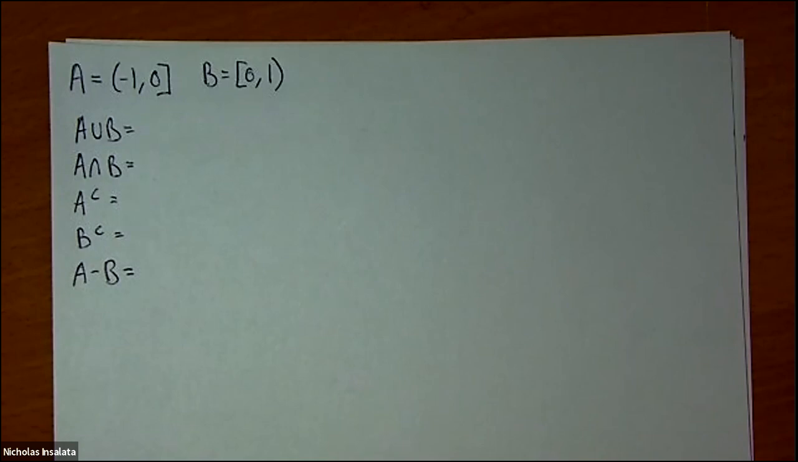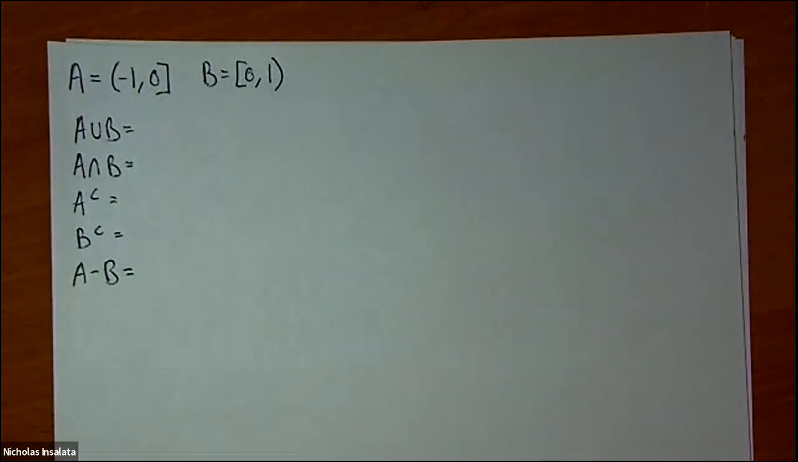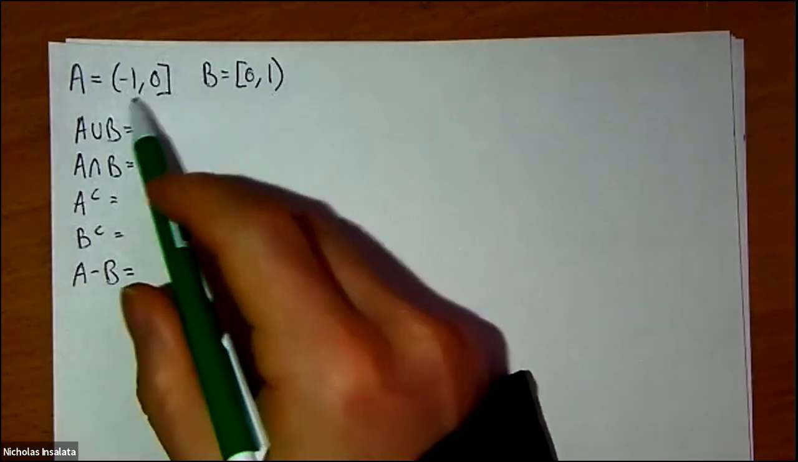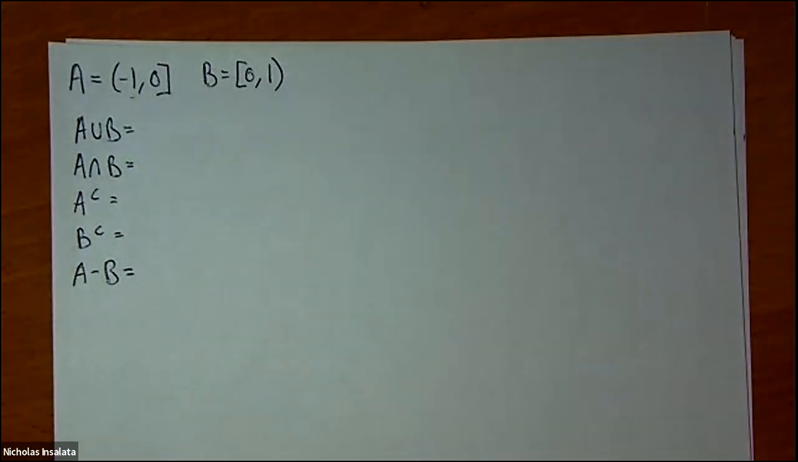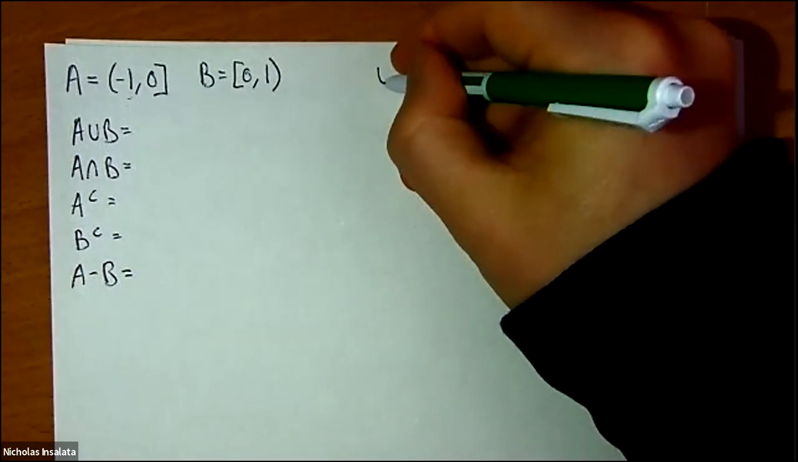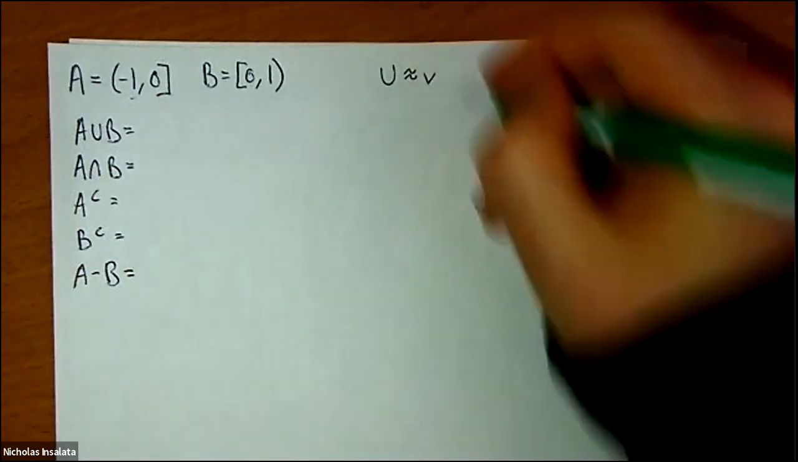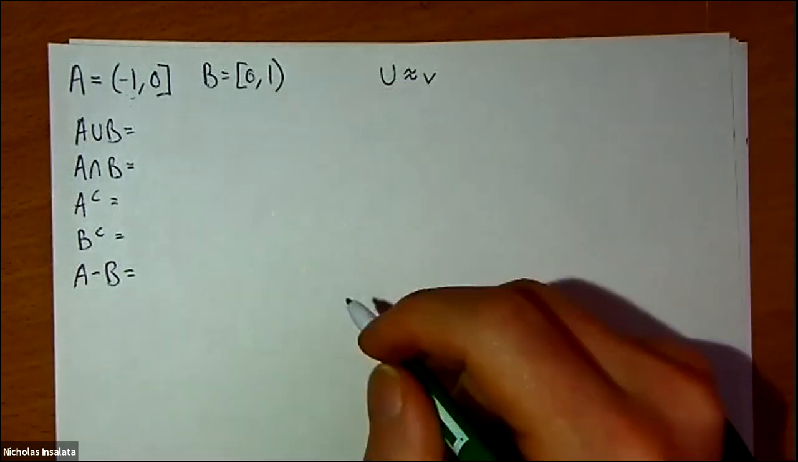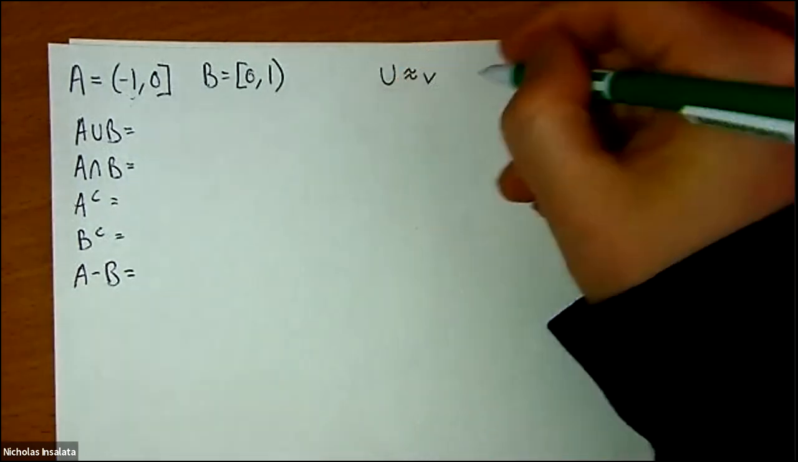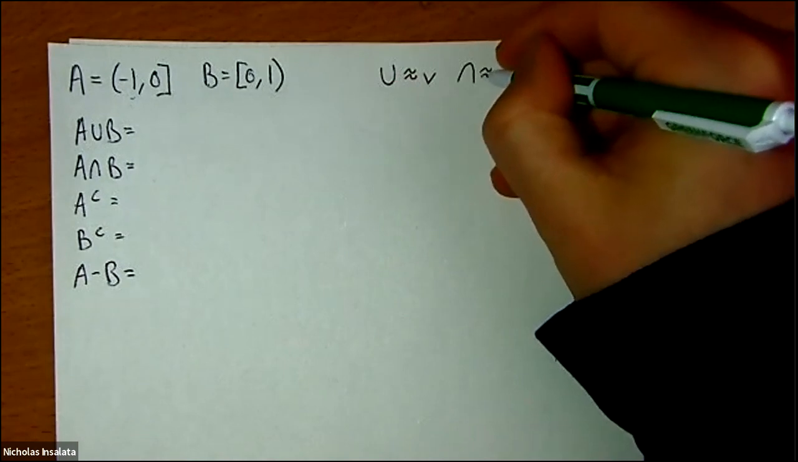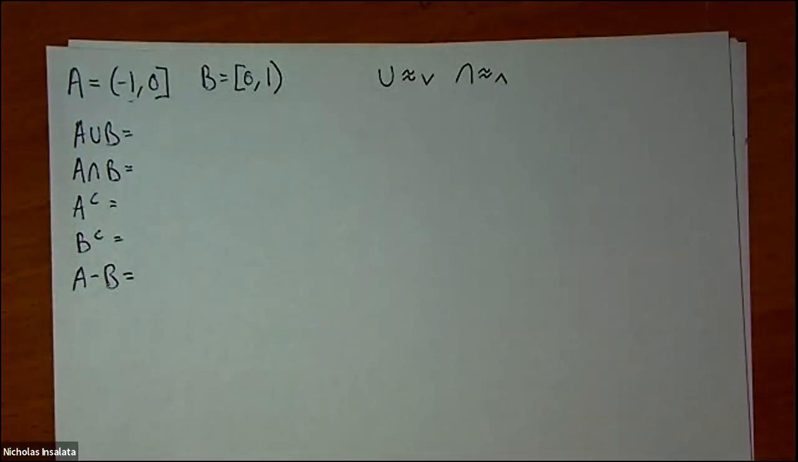Okay, so let's start with A union B. That means that an element could come from A or from B. And one more thing to notice, a union is kind of like the symbol for or. It's just curvy instead of pointed. Intersection is kind of like the symbol for and, except it's curvy instead of pointed. Really easy way to remember which symbol's which, right?